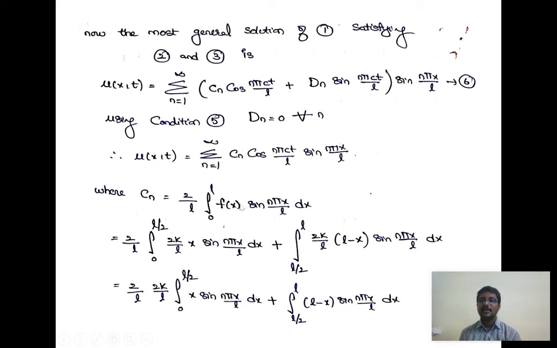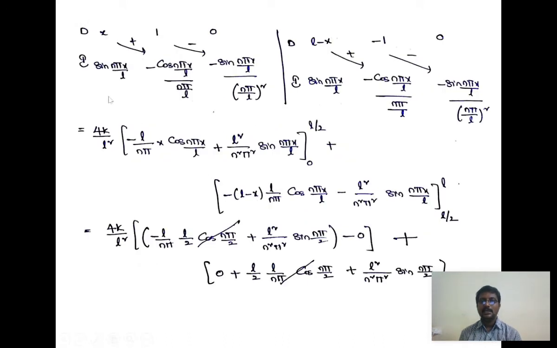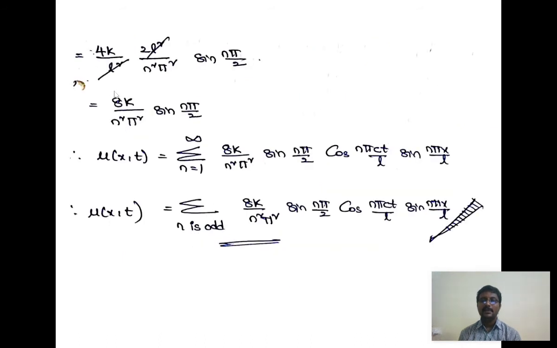Just substituting the f(x) value, the interval 0 to L can be split as 0 to L/2 plus L/2 to L. Since the given function is discontinuous at the point L/2, we have to split the integration, solve it using the arrows method, and then replace the upper limit and lower limit values. We will get the required solution, that is, the Cn value is 8k/(n²π²) times sin(nπ/2).